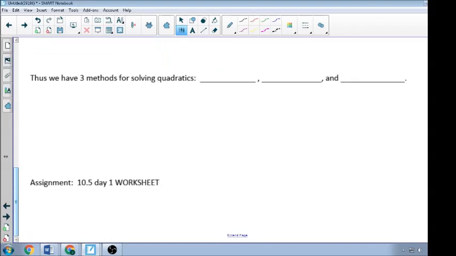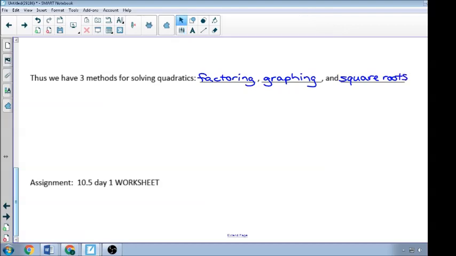Thus, we have 3 methods for solving quadratics. What are our normal 3 methods? You already knew the 3 methods before today. This is just another form of factoring. So factoring is one of those 3 methods. Graphing is another form of this, or another method that we would use. And the final method we would use is square roots. Those are your 3 methods of solving quadratics.